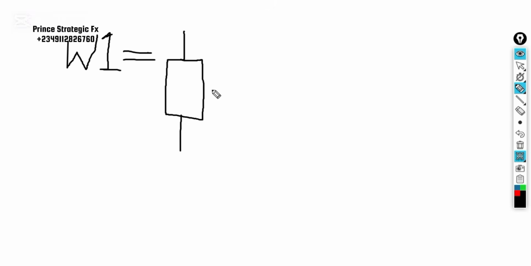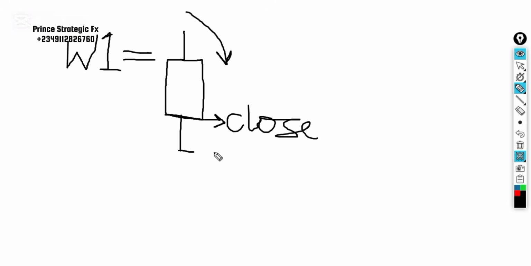So depending on where the market is heading, if the price is coming downwards, that simply means the close should be somewhere here. This should be the close, while the week should be somewhere here. So this here is the week and this is the close, and this is exactly what we'll be picking.